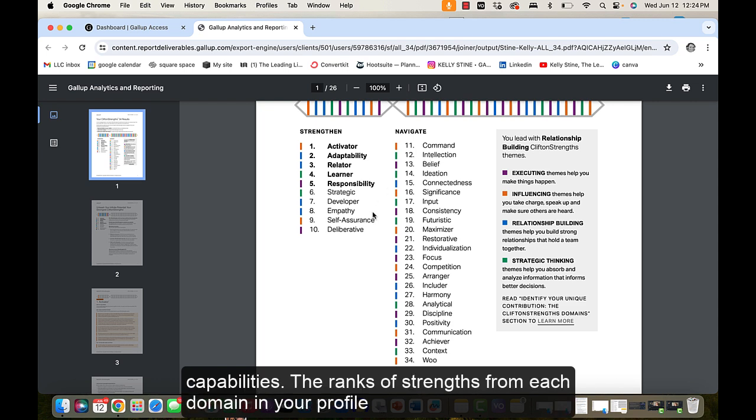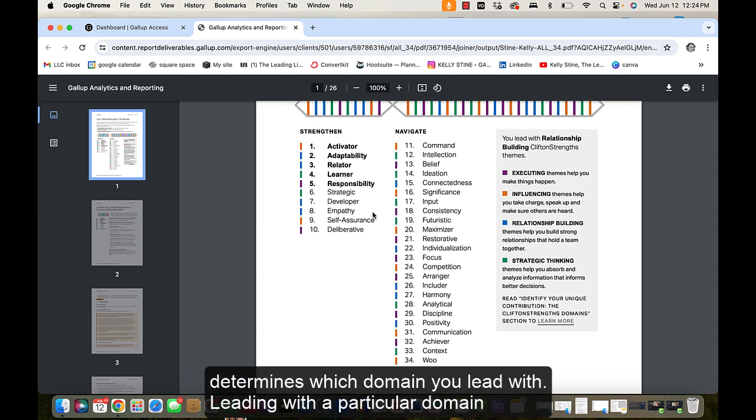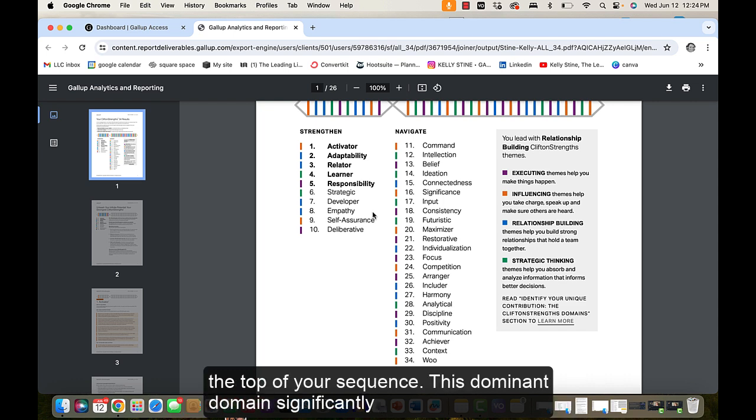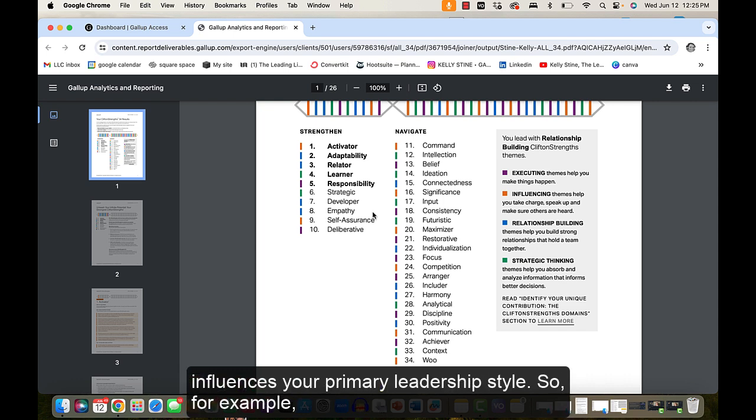The ranks of strengths from each domain in your profile determine which domain you lead with. Leading with a particular domain means that the strengths from that domain are prominent or intense at the top of your rank order. This dominant domain significantly influences your primary leadership style.